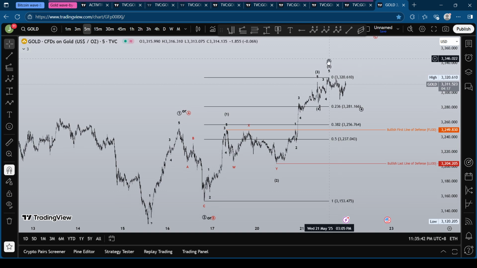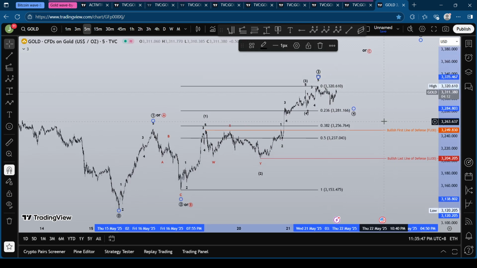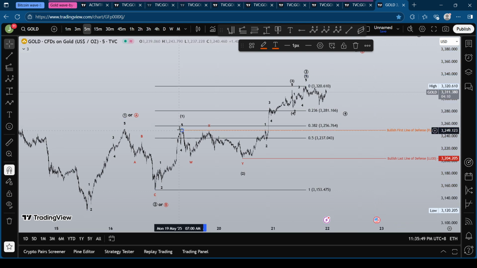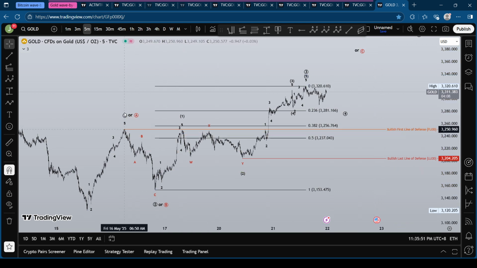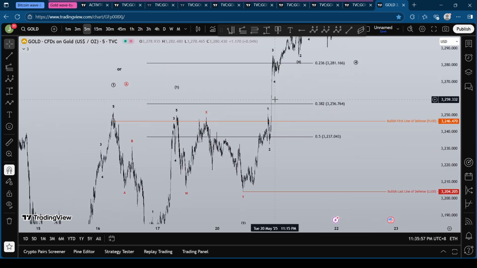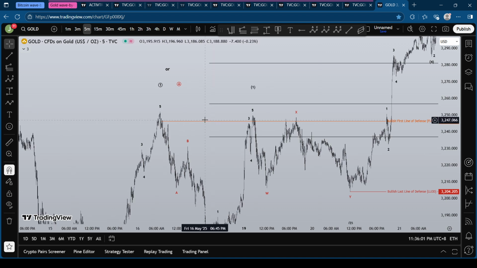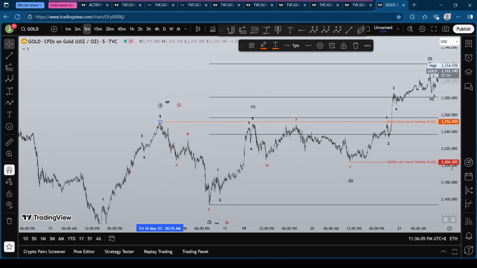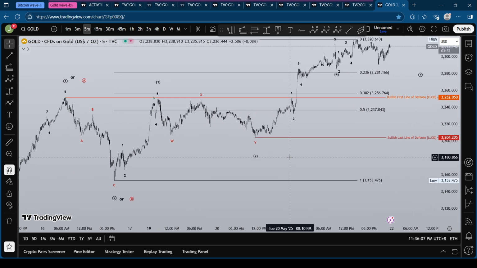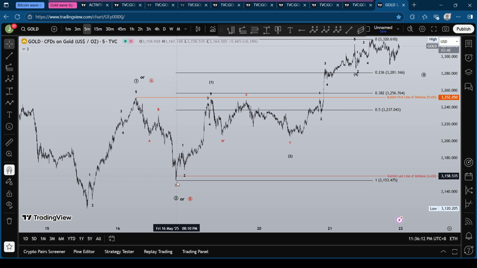However, if we consider this as wave 3 or an impulse wave, then the new bullish last line of defense, our first line of defense, will be the price of encircled wave 1. So what does that mean? That means that you're going to adjust your levels for encircled wave 4. And the bullish last line of defense now will be the price of wave 2.